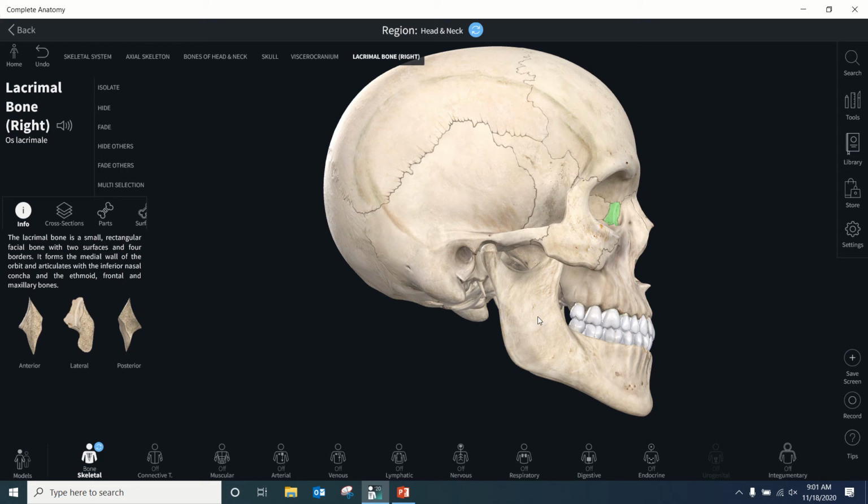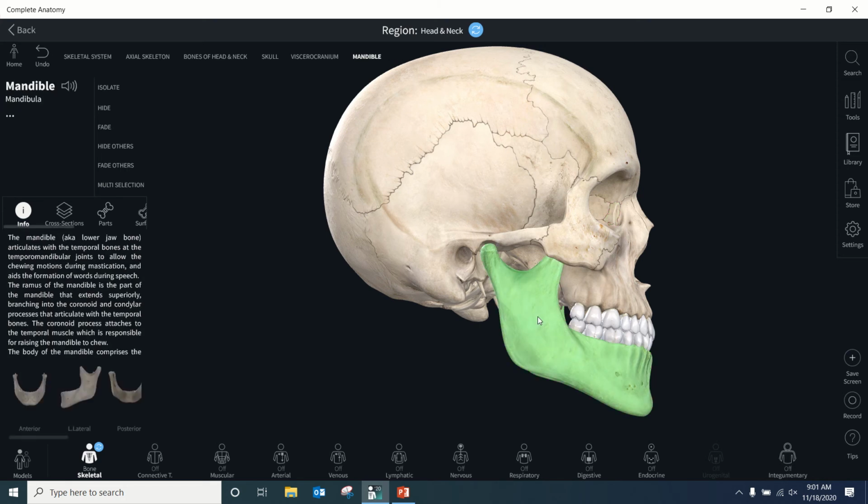Then we'll stick with this view. Got a really obvious one here. That's your mandible, which is your lower jaw. It has a body, which is the majority of it. All of this is the body of the mandible. And then it has two rami, singular is ramus. We're looking at the right ramus here, and that's the vertical projection from the body. So this is the right ramus of the mandible.